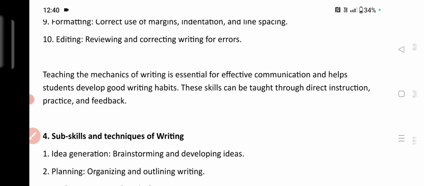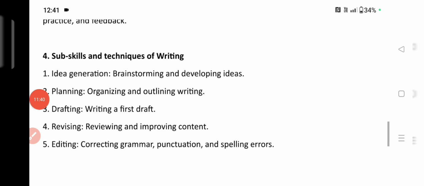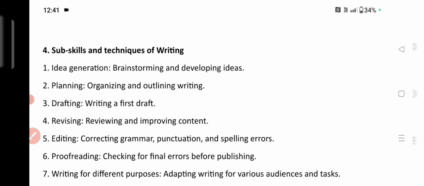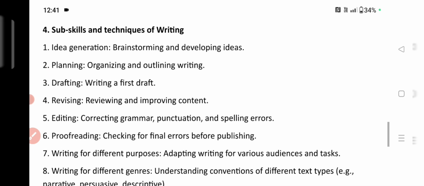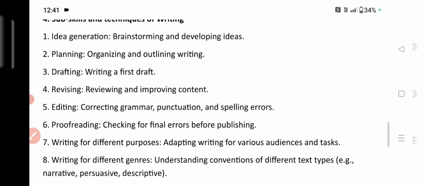Teaching the mechanics of writing is essential for effective communication, and helps the students to develop good writing habits. These skills can be taught through direct instruction, practice and feedback. So coming to the fourth topic, that is sub skills and techniques of writing. So here, this is idea generation.